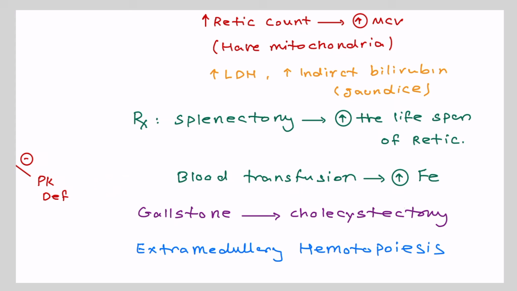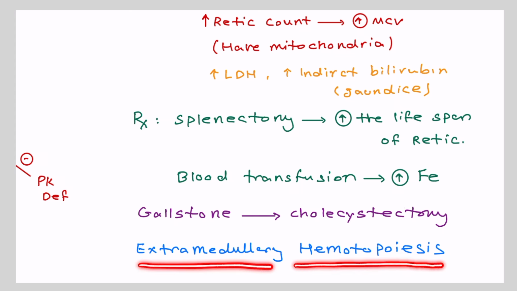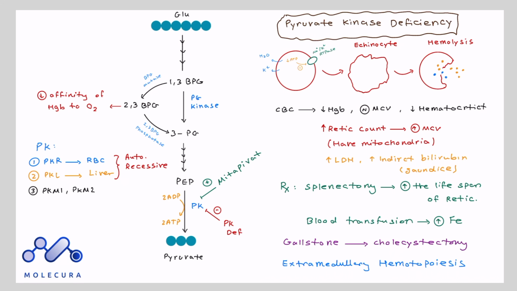Other features of chronic hemolysis and chronic anemias, such as extramedullary hematopoiesis, frontal bossing, and things that we see in hemoglobinopathies can also happen. So this is going to be our video on pyruvate kinase.